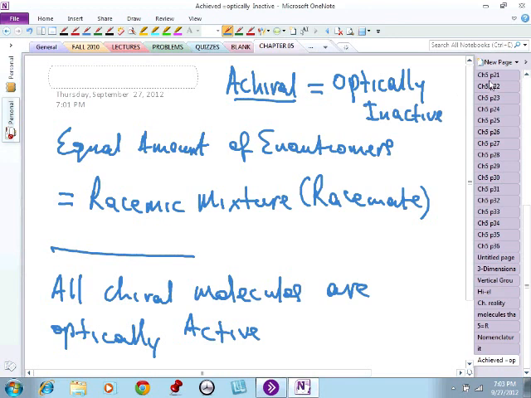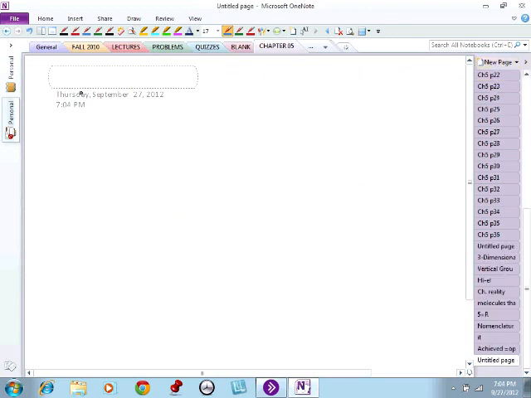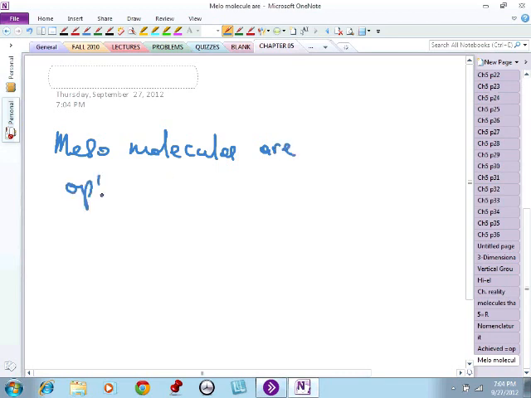Now, would you expect a meso molecule to be optically active or optically inactive? Why? Because the mirror image is always present. Exactly. Meso molecules are optically inactive.